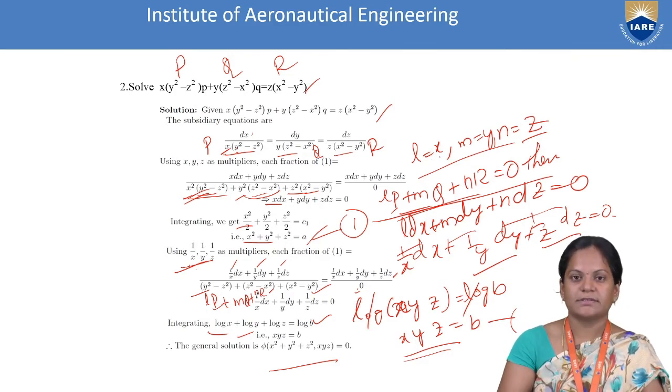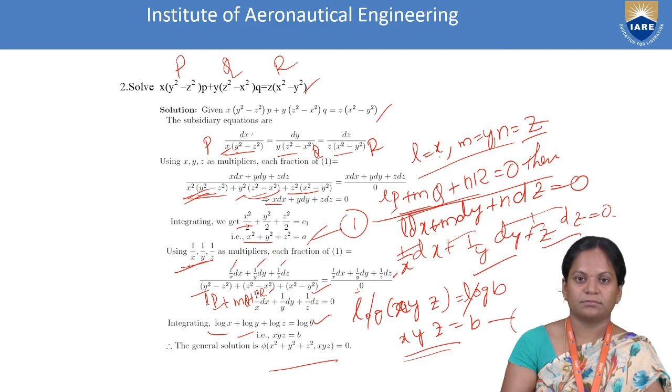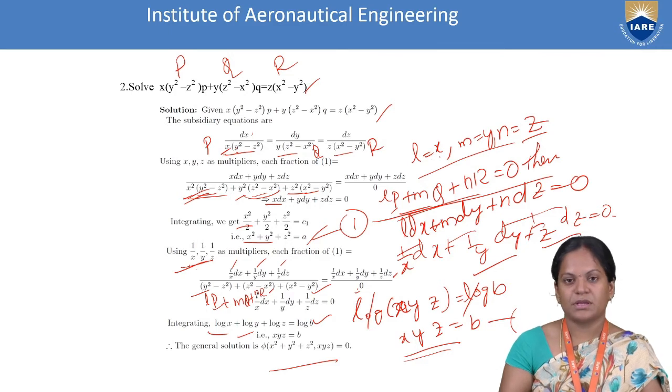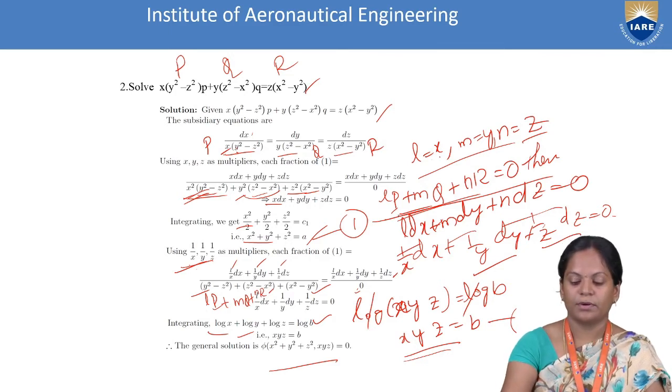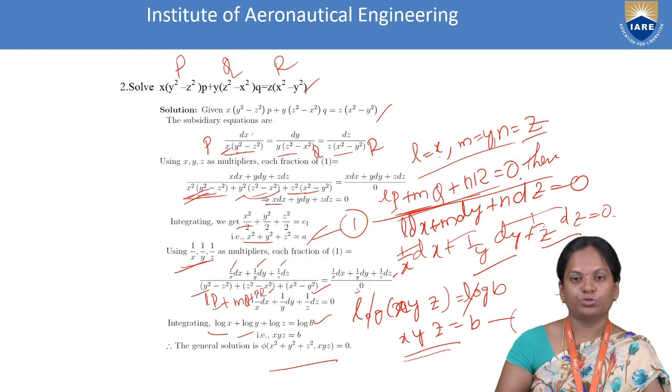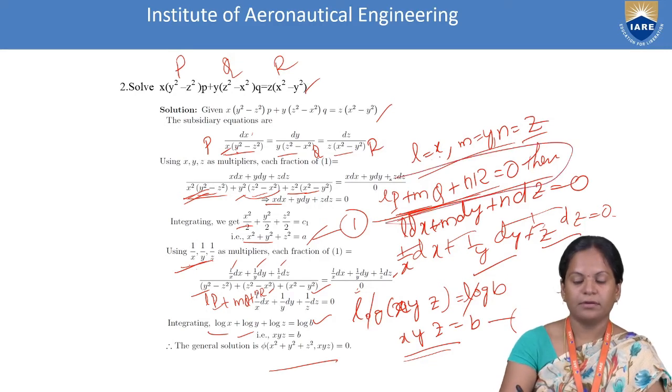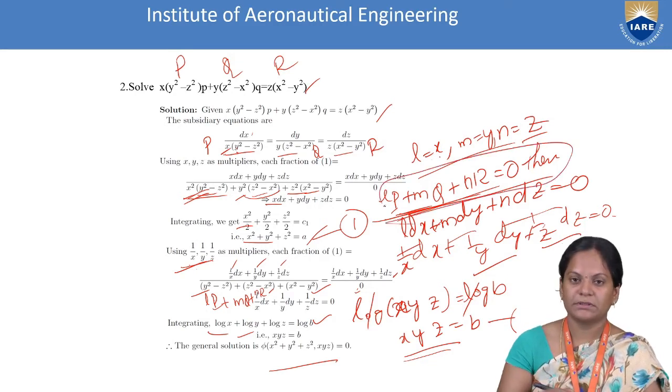So in the first case, I am taking x, y, z as multipliers. Then we got the condition satisfied, and lP plus mQ plus nR value is equal to 0. Similarly, I chose one more set of multipliers, 1 by x, 1 by y, 1 by z. Then if we substitute in lP plus mQ plus nR and simplify, we'll get 0. So the condition must be satisfied. Then we write l dx plus m dy plus n dz equal to 0. Then only we can take the integration.